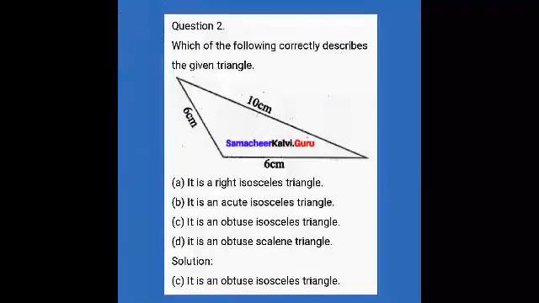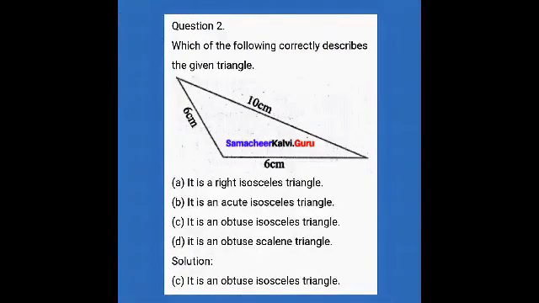Move on to the next question. Which of the following correctly describes the given triangle? The given triangle is an isosceles obtuse angle triangle. The sides are 6 centimeters, 6 centimeters and 10 centimeters. The angle is moved to the left side, which is why we say it is an obtuse angle. The options given are: it is a right angle isosceles triangle, it is an acute isosceles triangle, third, it is an obtuse isosceles triangle, and fourth, it is an obtuse scalene triangle.